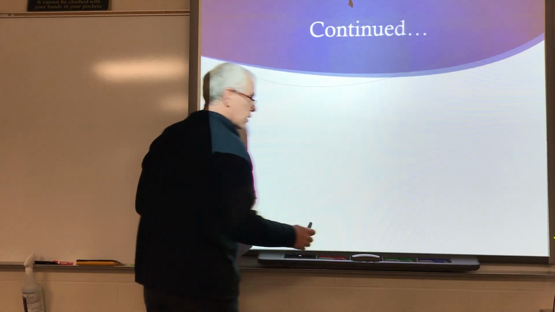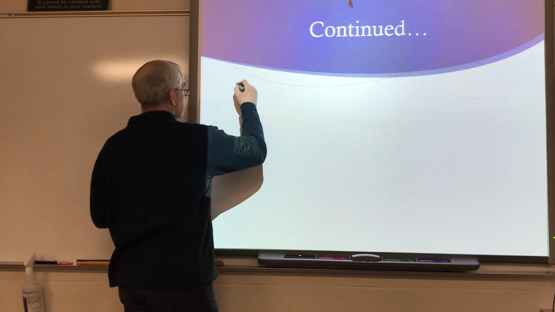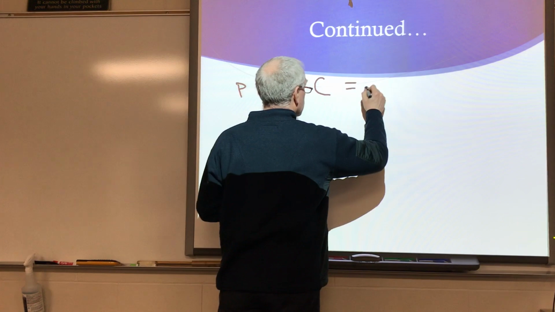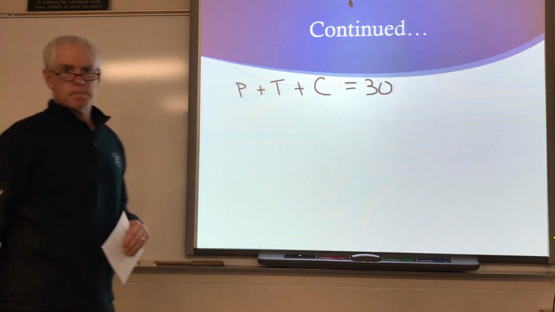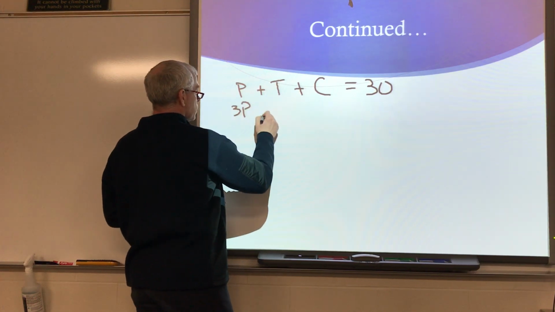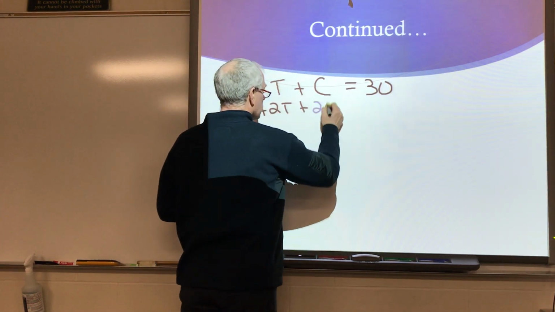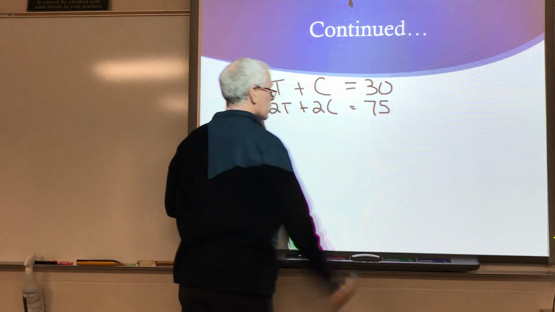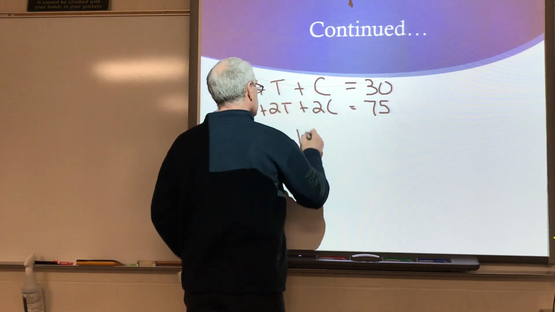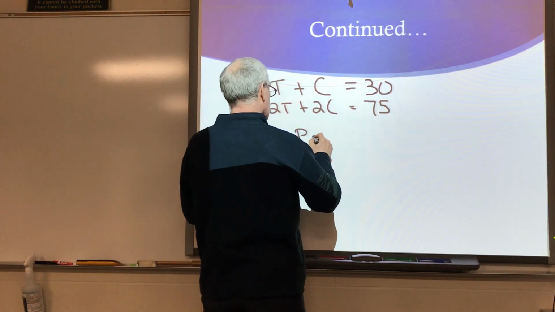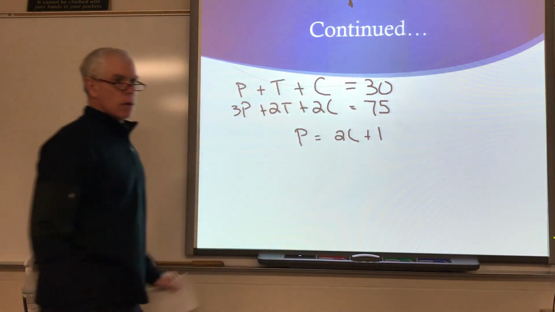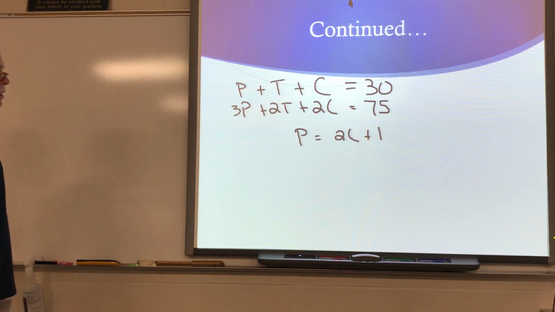Well, it said that the painting, the tiara, and the coin the first year sold for $30 million. Okay, and then it said the cost of the painting tripled, and the coin and the tiara doubled, and then we had $75 million. Okay? And then it said that the cost of the painting was $1 million more than twice the cost of the coin. Well, now I've got 3 equations and 3 unknowns, and I can solve this.